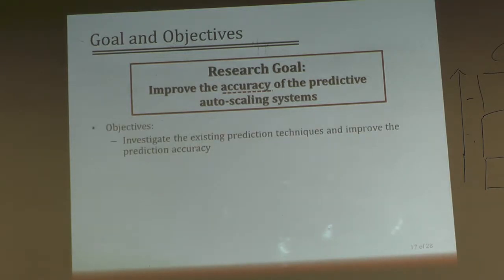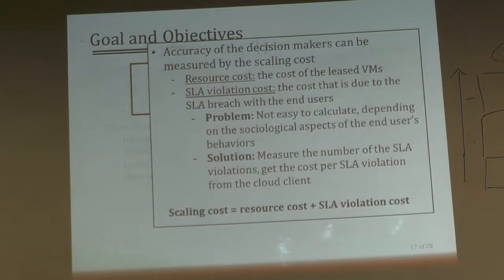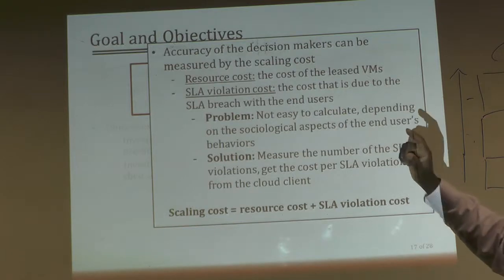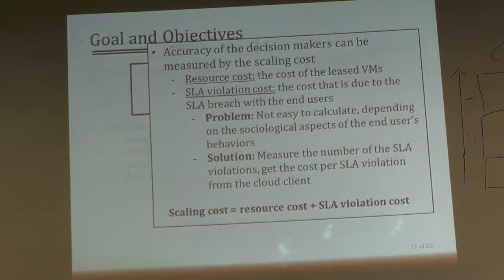Okay? Now, what are the objectives? Number 1, we want to investigate the existing prediction techniques and improve the prediction accuracy. 2, we want to investigate the rule-based decision makers and improve their accuracy. And in order to do that, we need a number of things. Okay? Number 1, we need to know the resource cost, that is the cost of the leased virtual machine. We need to know the cost of SLA evaluation.